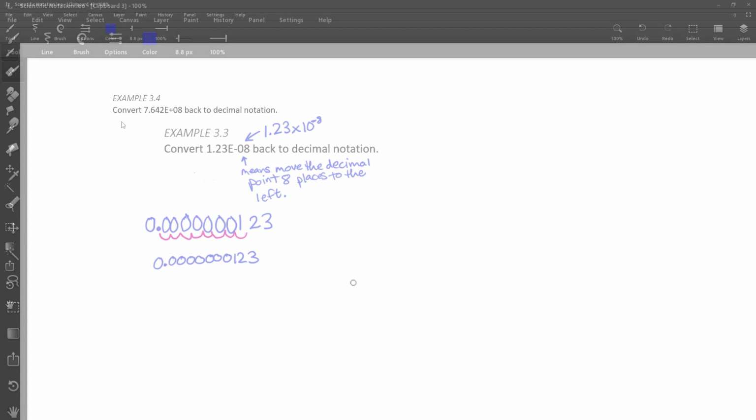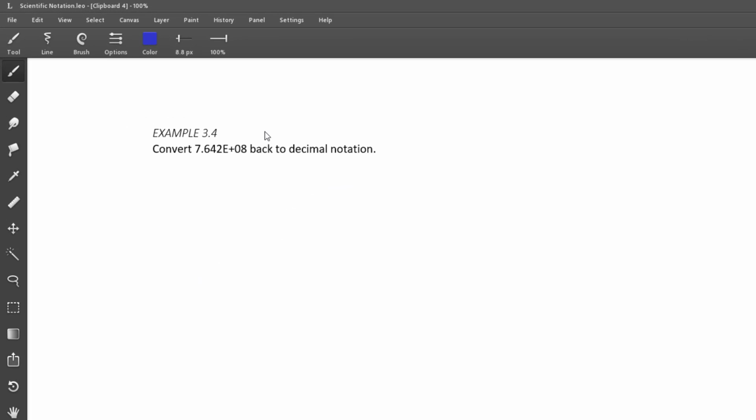Moving ahead to example 3.4, we're asked to convert 7.642 times 10 to the positive eighth back to decimal notation. So once again, the classic way to write the scientific notation is 7.642 times 10 to the eighth spelled out, but this notation with the E is the notation that you will see in Excel and many calculators. Now, the positive 8 exponent means that you have to take the decimal point and move it 8 places to the right.